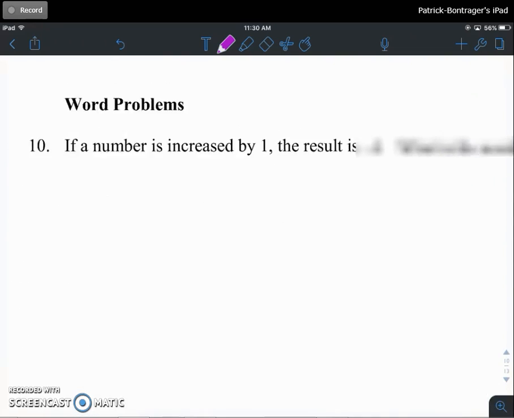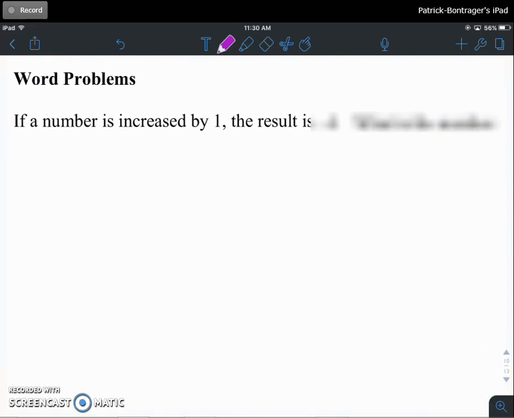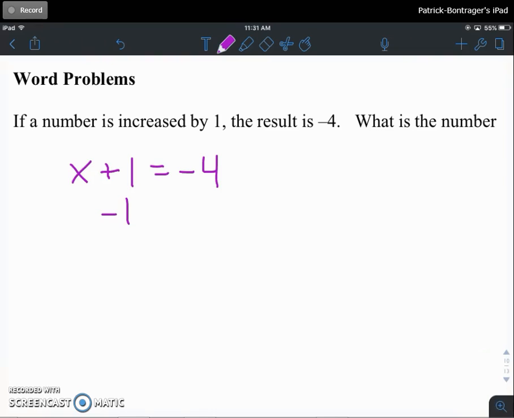All right, word problems. We're going to do a couple of word problems. First one: if a number is increased by 1, the result is negative 4. What is the number? Well, I don't know what the number is, so I'm going to label it x. Increased by means plus. Result means equals negative 4. Again, how are x and 1 connected? Through addition, so I'm going to subtract. I get x equals negative 5.